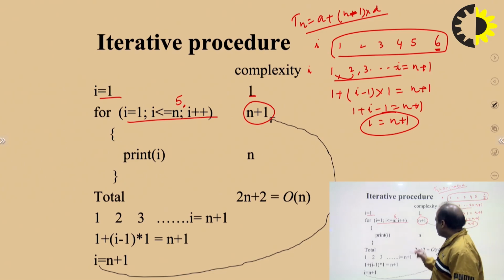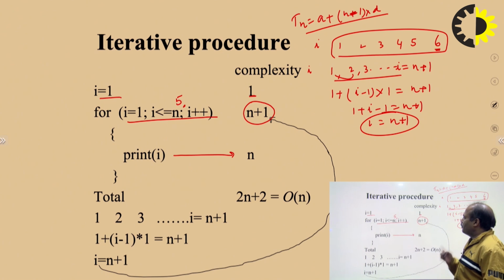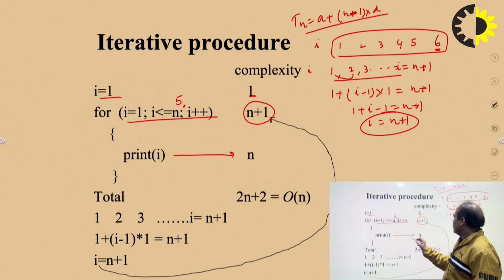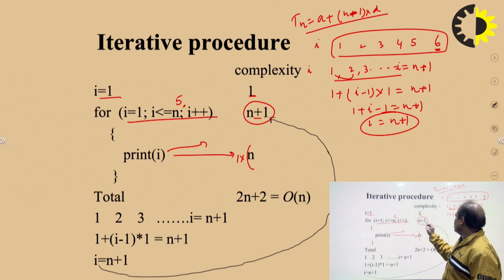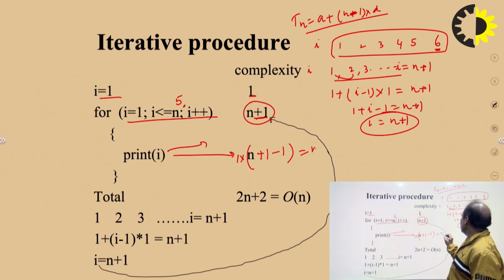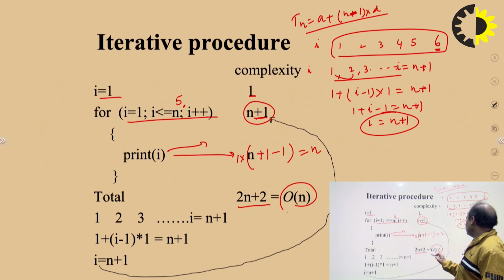And the second point is the body of the loop. We know that the body of a loop is always running 1 less than the loop. So its constant time 1 into its body is n plus 1, so n plus 1 minus 1. So this becomes n. In total, the time is computed by adding all of them together, which is 2n plus 2, and that can be approximated as big O of n. So this is a very simple procedure.